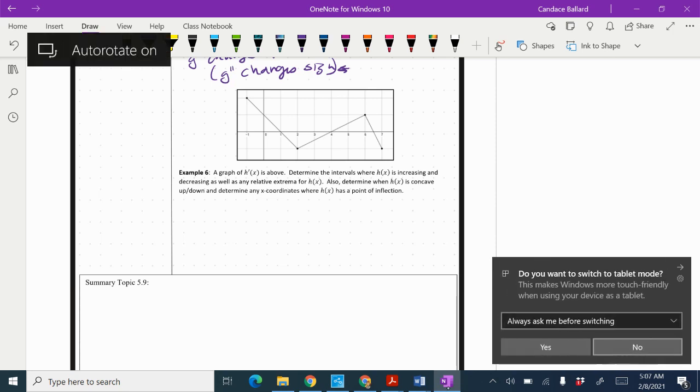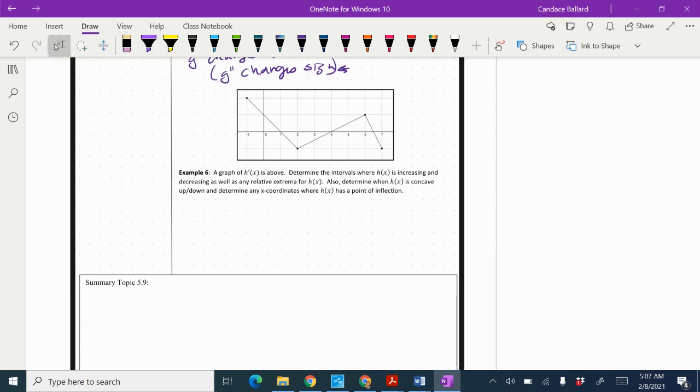In this video, we're going to continue topic 5.9, and we are looking at example 6. It says that we have the graph of h prime, and we're going to determine the intervals where we're increasing, decreasing, relative extrema, concave up, concave down, any x coordinates where we have points of inflection. Okay, so I'm going to start with increasing, decreasing.